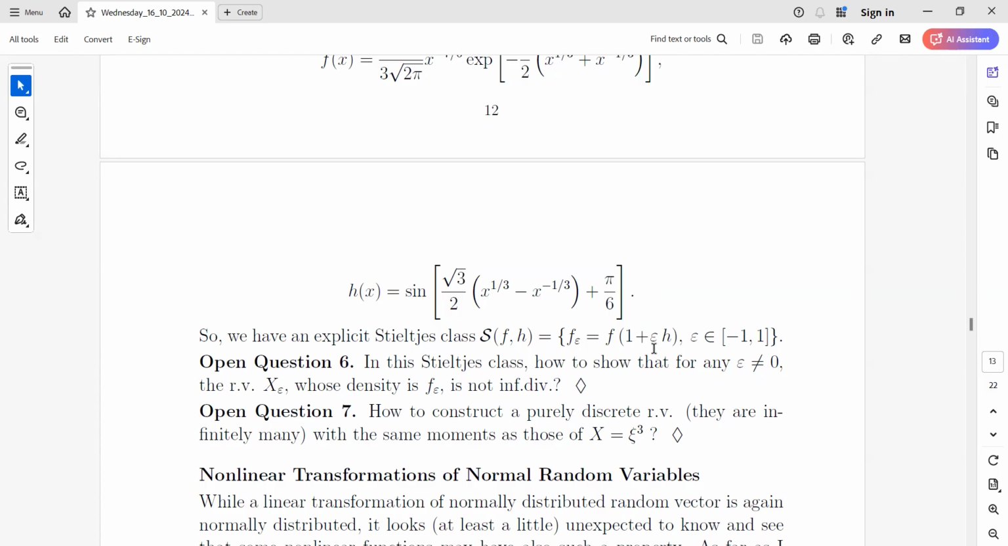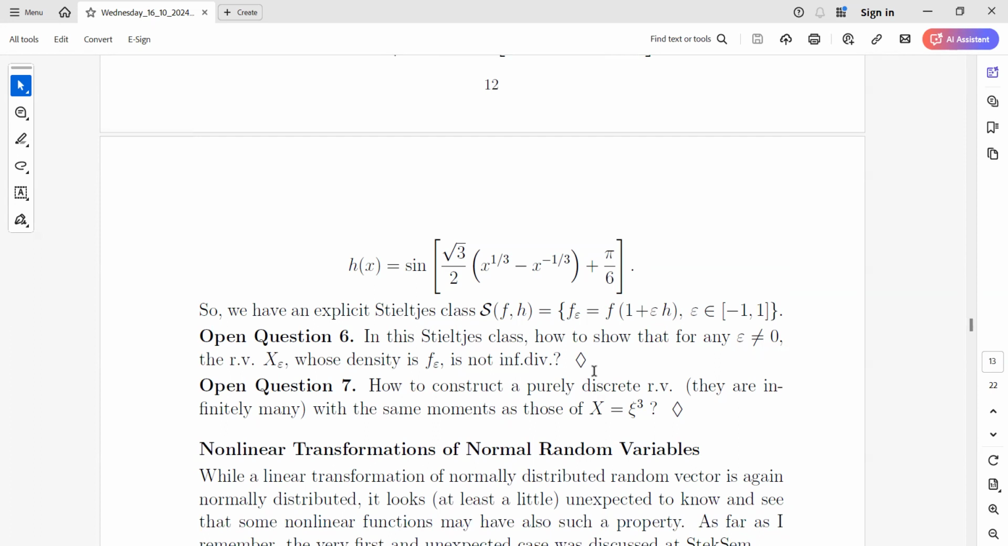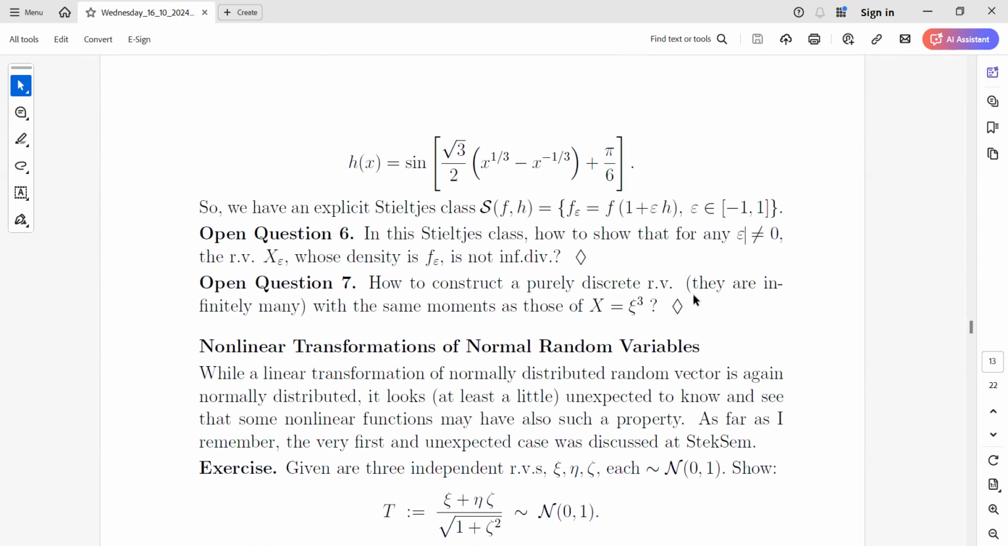And now we can ask questions similar to those we have done before. Now let us exclude the case when epsilon is 0. So the center is still good because it is infinitely divisible. However, the claim is that X epsilon and f epsilon, if epsilon is not 0, are already not infinitely divisible. And as before, we are asking how to construct a purely discrete random variable. From Berg, we know that there are infinitely many. And once again, maybe it is a shame to tell, but I don't know anyone.